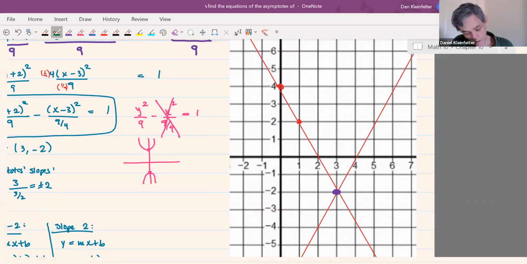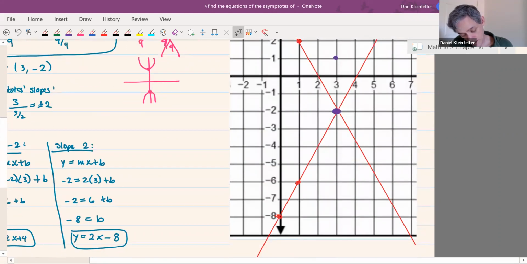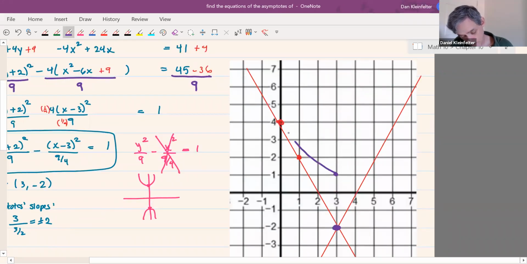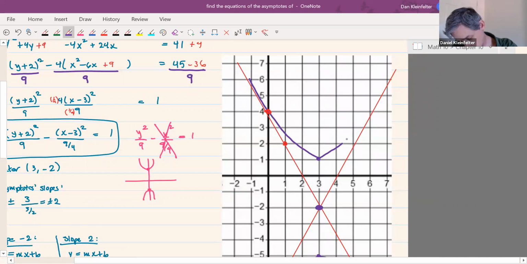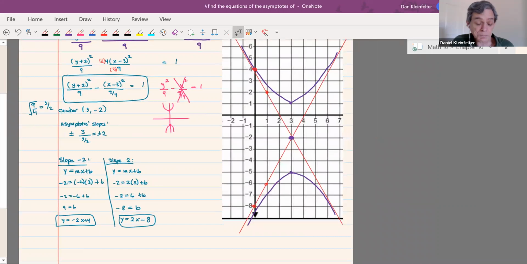So let's go ahead and put those on. So from the center, which was at (3, -2), I'll go up 1, 2, 3 units. And then from there also we'll go 3 units down, 1, 2, 3 units down. And then we could just draw that hyperbola going out towards its asymptotes. Okay, all right, I don't like that one as much. Let me fix it. All right, so there's our hyperbola.